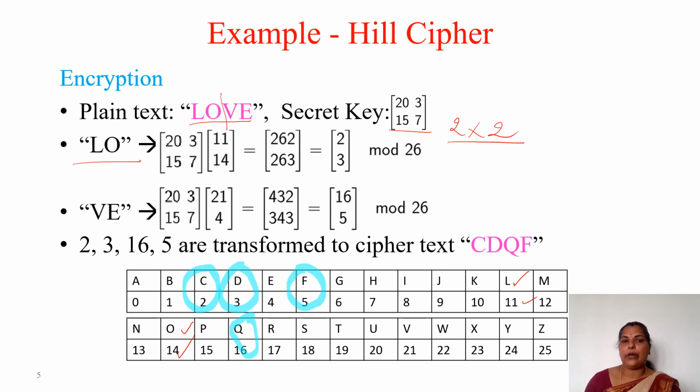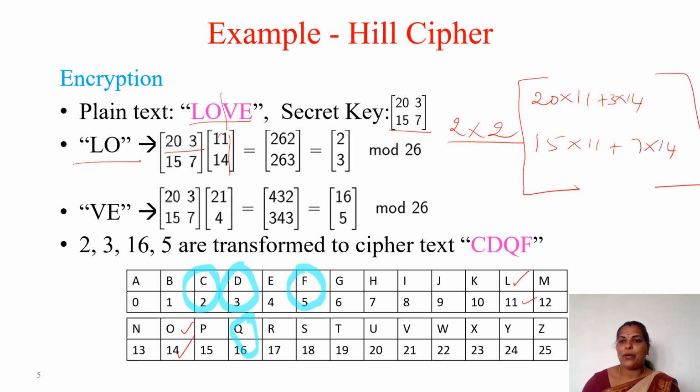So for LO, you multiply this with the matrix. First you have the matrix, then you have the values of L and O. You please recall how to perform matrix multiplication. This way we perform it: 20 into 11 plus 3 into 14, then 15 into 11 plus 7 into 14. Then we get 262 and 263. But don't take it as such; we have to perform mod 26. So we get 2 and 3.